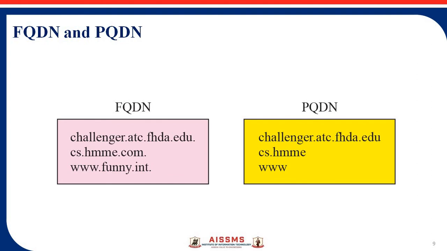A DNS server can only match a fully qualified domain name to an address. Note that here the name must end with a null label, but because null means nothing, the name ends with a dot. Challenger.atc.fhda.edu.